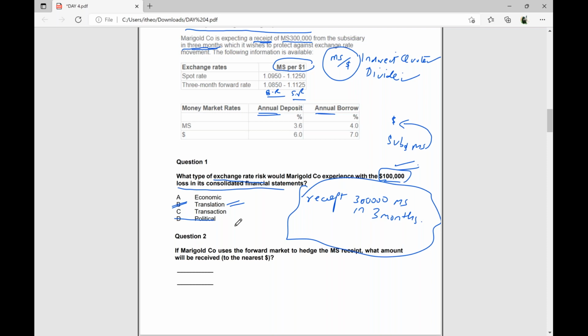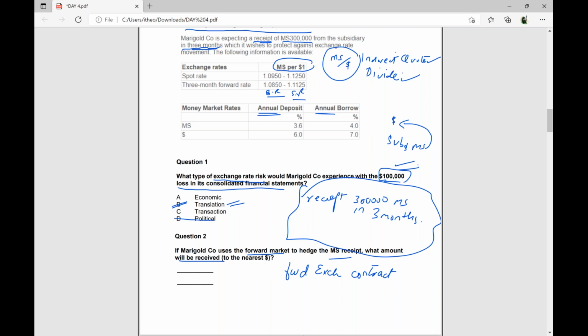Question 2. If Marigold uses the forward market to hedge the receipt, what amount will be received? Now it is asking what amount will be received if the company uses the forward market. Forward market means forward exchange contract.